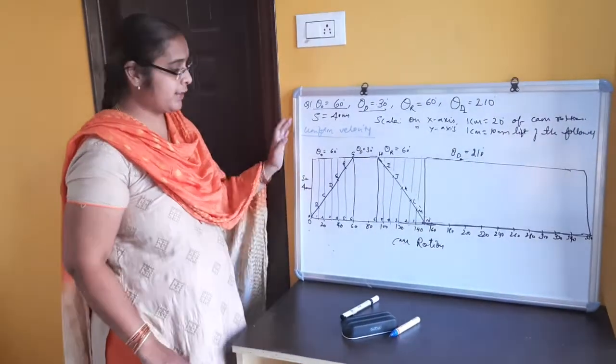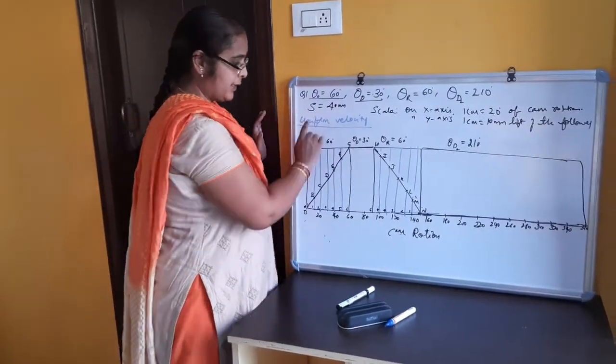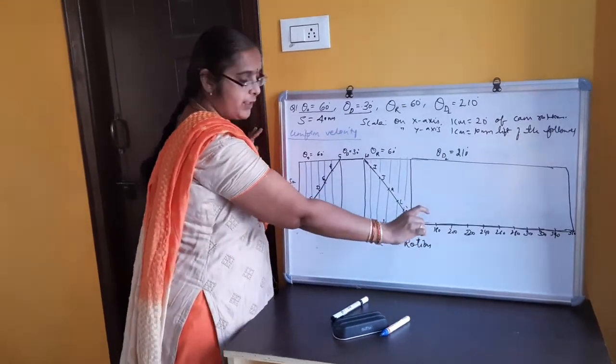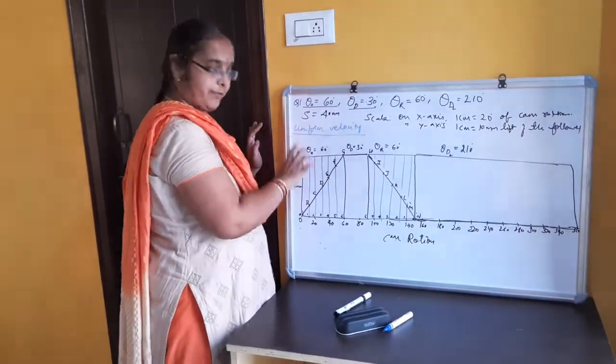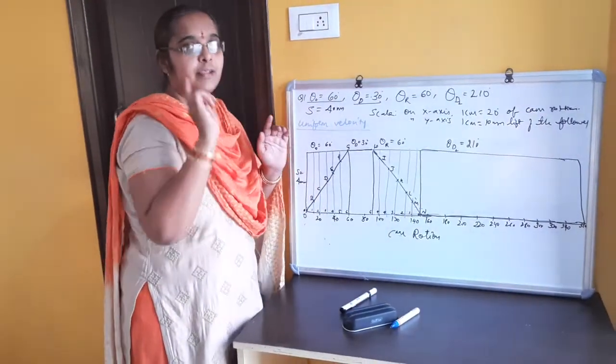So let us summarize the displacement diagram. First you are supposed to take a suitable scale. On the x-axis you have to take cam rotation in terms of degrees. On the y-axis you are supposed to take the lift of the follower. One rotation of the cam is equal to 360 degree.